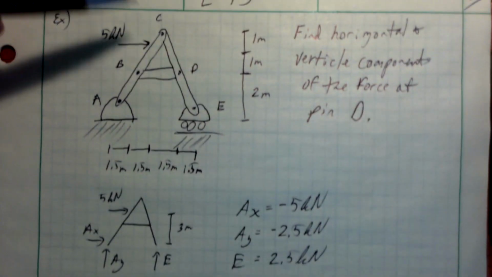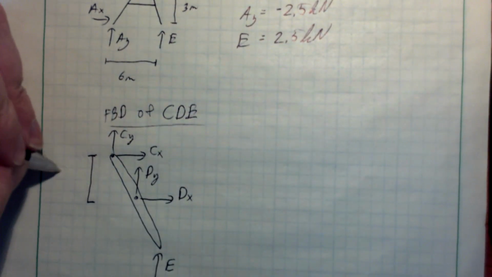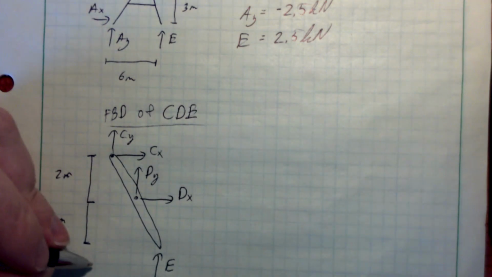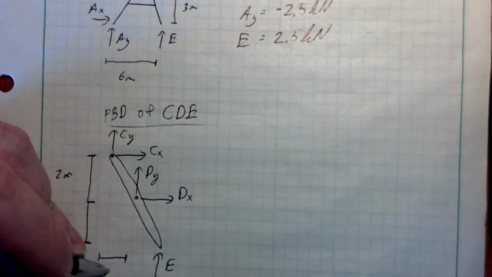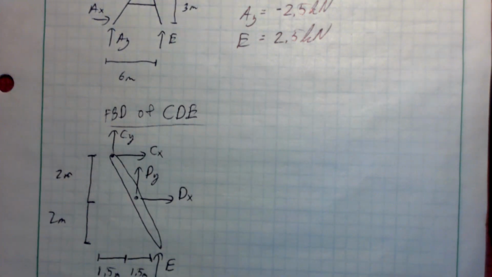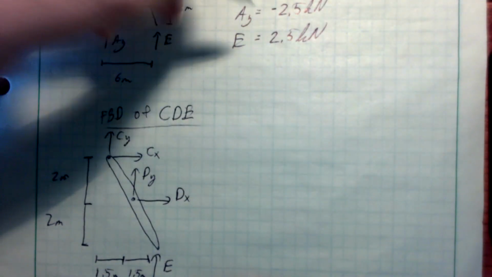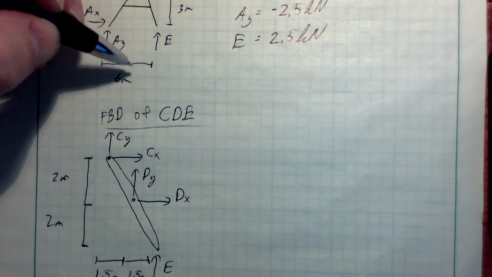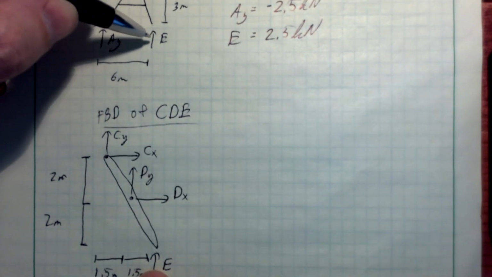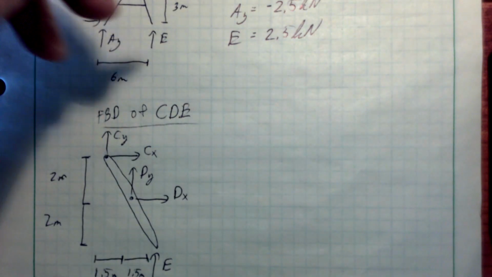The distance from C to D is 2 meters vertically, and from D to E is 2 meters vertically. The distances horizontally are 1.5 meters from C to D and 1.5 meters from D to E. We do know from up here that E is equal to 2.5 kilonewtons. This is the same side of CDE that I'm drawing here, so I can leave the force in the same direction. It is 2.5 kilonewtons going up, pushing on this point right here.